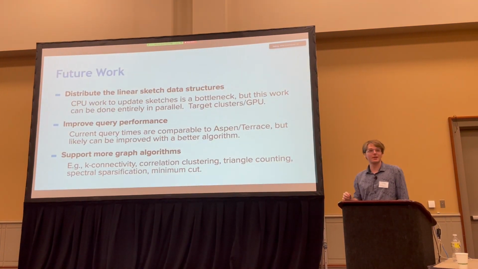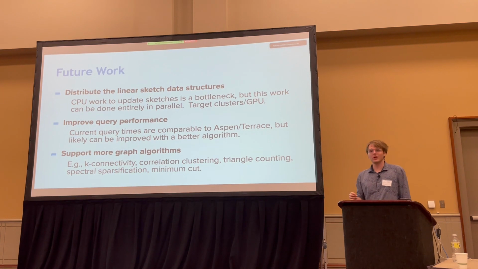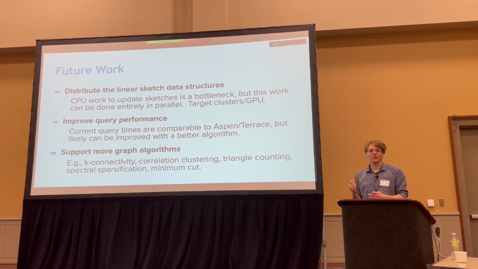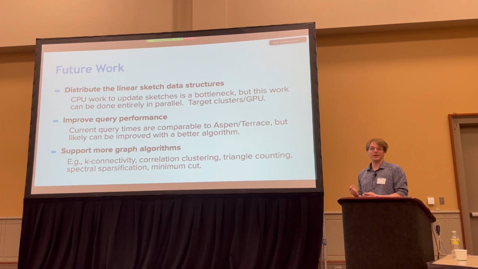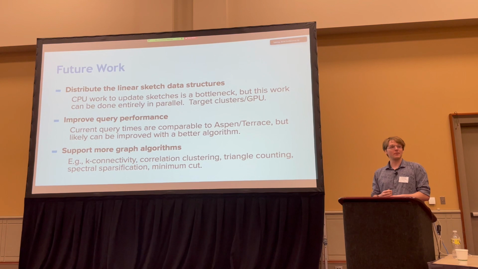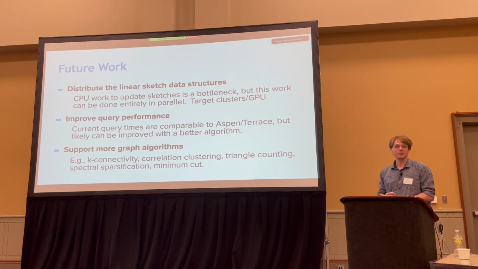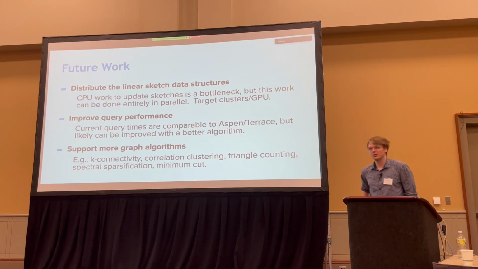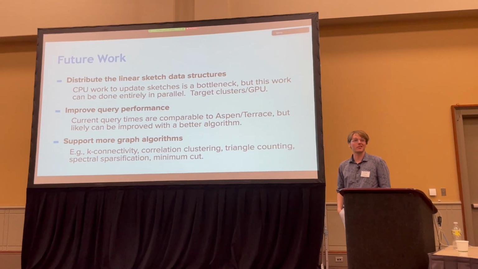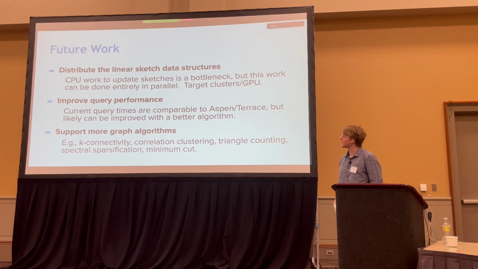So I just want to say a tiny bit about future work here. One of the things that we'd like to do is these linear sketching data structures that make up our system are CPU intensive, but they're also very easily distributable. So in some follow-up work, we're looking at moving the CPU work and dealing with it on a cluster or perhaps a GPU. We'd also like to improve the query performance. Currently, the queries are comparable to the existing best systems, but we think with better algorithms, we can improve them significantly.